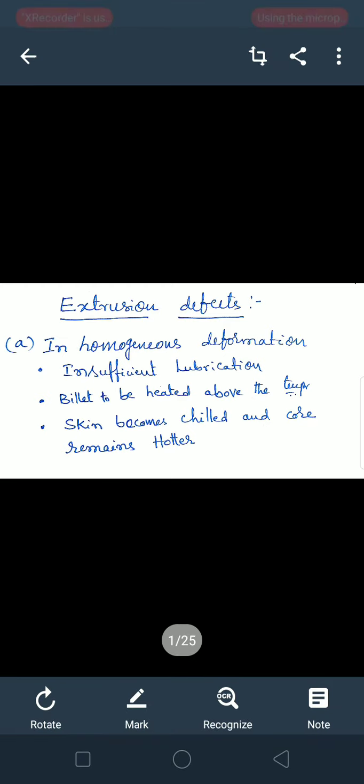All these are different methods of producing parts by the extrusion process, but each process has a disadvantage, and normally they form some kind of defects on the extruded parts. The major defect in extruded parts is inhomogeneous deformation. This is the most common defect in the extrusion product.